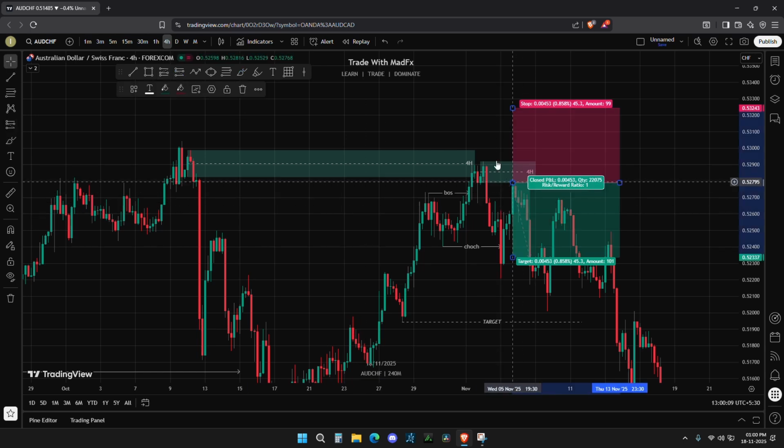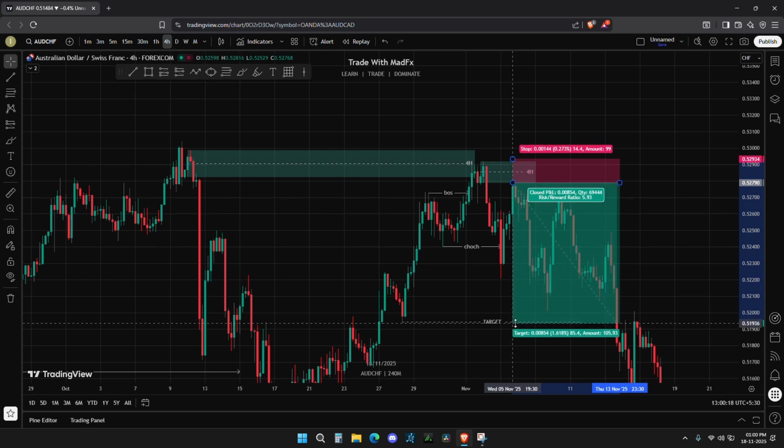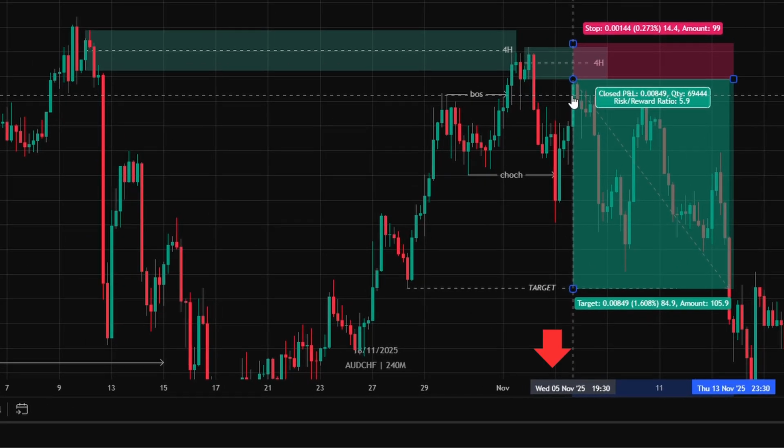This is where we will enter. Our stop loss will be above the 4-hour zone, and our target will still be the same. And as you can see, this gives us a risk to reward ratio of 1:6. And this second entry happened on November 5th, which was Wednesday.